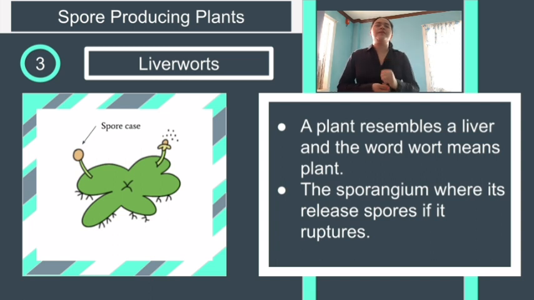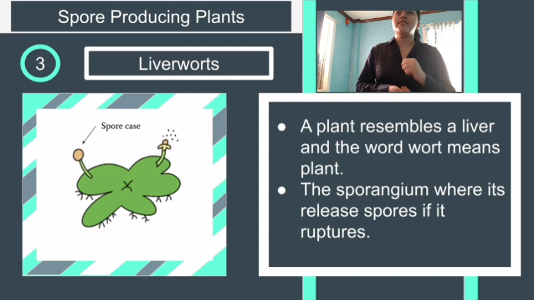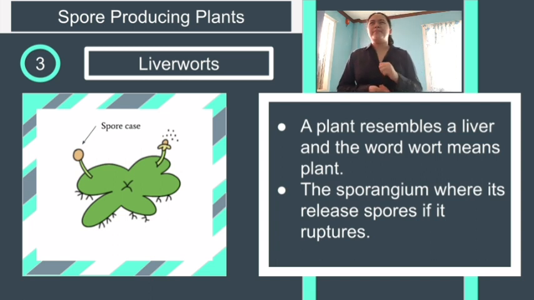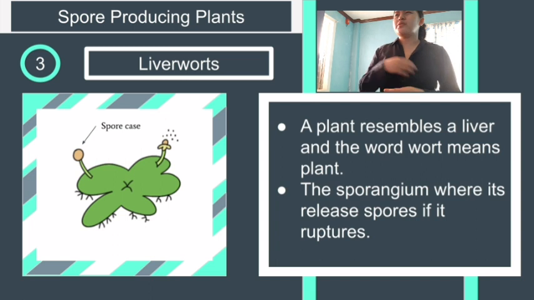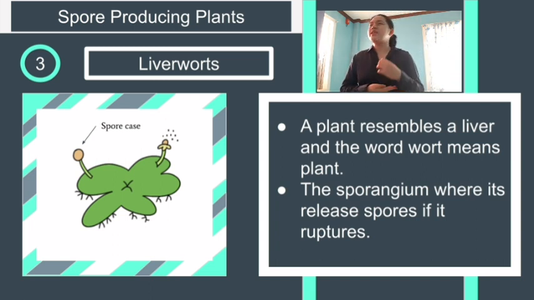Let's move on to the final part of spore-producing plants, which is the liverworts. A plant that resembles a liver, and the word wort means plant. The sporangium is where it releases spores when it is mature.